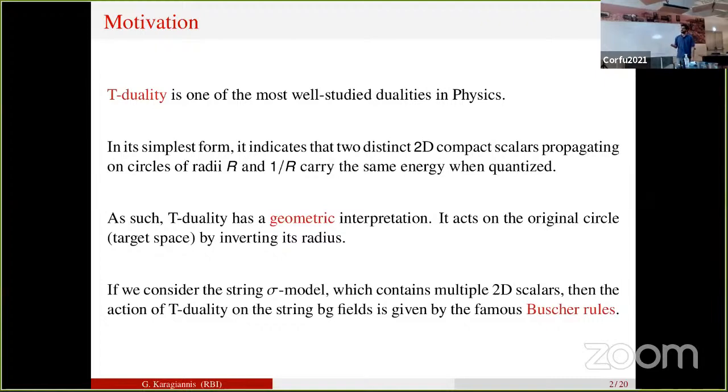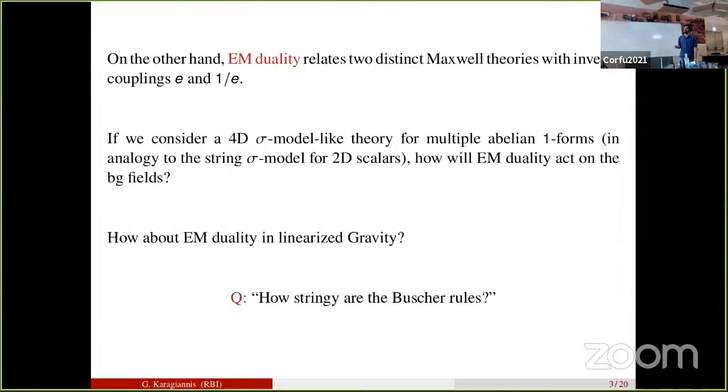So this is about T-duality, but then, of course, there are also strong-weak dualities. And the simplest example of these dualities is the electromagnetic duality, which basically relates two distinct Maxwell theories with inverse couplings. And in a different form, if you also include the electromagnetic theta term, then these couplings e and 1 over e become the complex coupling tau, which I'm going to discuss.